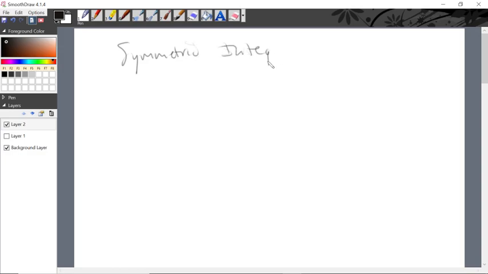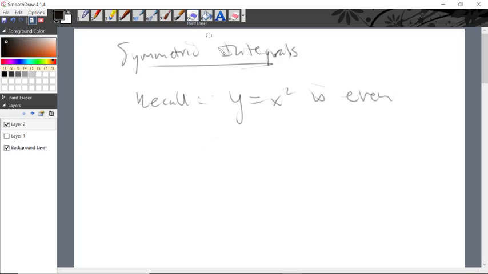Take a look at a couple symmetric integrals. Let's say, recall, the function y equals x squared is an even function. In fact, I'll call it f of x. The function f of x equals x squared is an even function, and that's not because the power is 2, by the way.